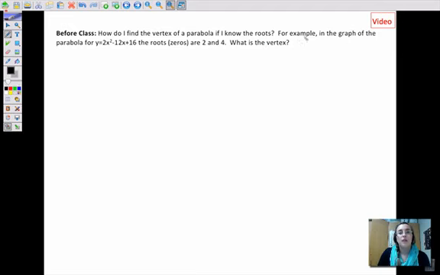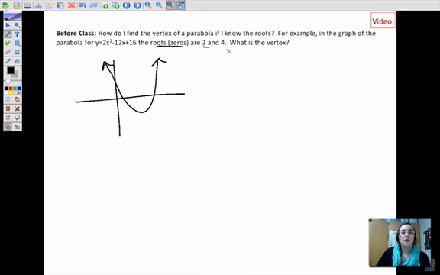For example, in the graph of the parabola y equals 2x squared minus 12x plus 16, the roots, or zeros, are 2 and 4. What is the vertex? So if I were to graph that, remember that roots are 2 and 4 means that those are the two places it crosses the x-axis. So that means that when y is 0, x is either 4 or 2.